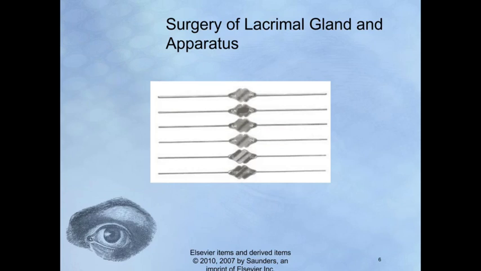Lacrimal probing is done to remove an obstruction. A series of probes increasing in size are introduced into the duct system to increase the drainage of tears. For an infant, a lacrimal duct dilation will be performed to open a blocked tear duct.